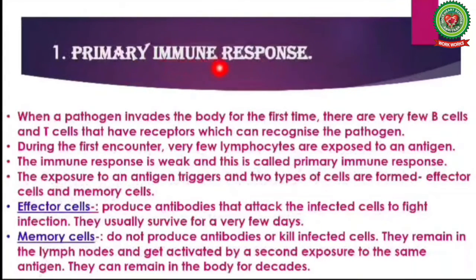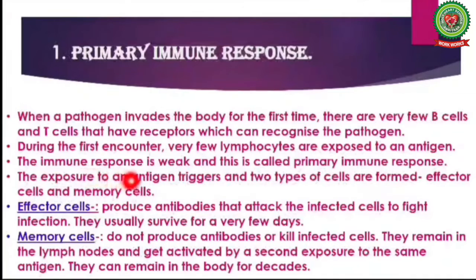So, primary immune response. When a pathogen invades the body for the first time, there are very few B cells and T cells that have receptors which can recognize the pathogen. During the first encounter, very few lymphocytes are exposed to an antigen. The immune response is weak and this is called primary immune response.